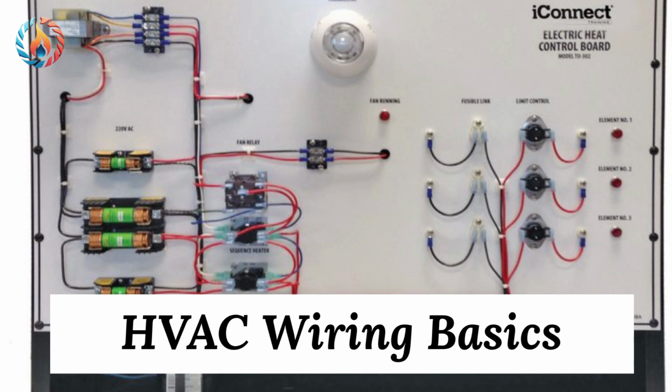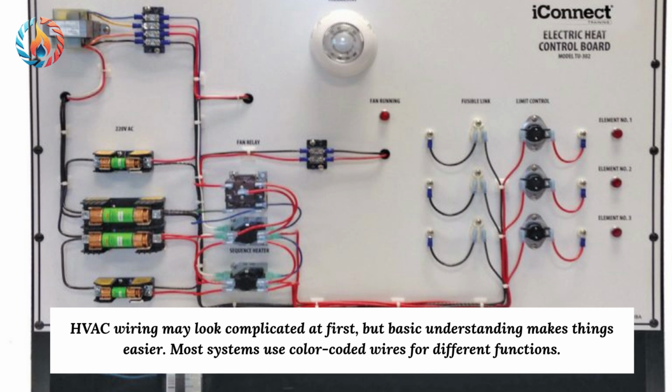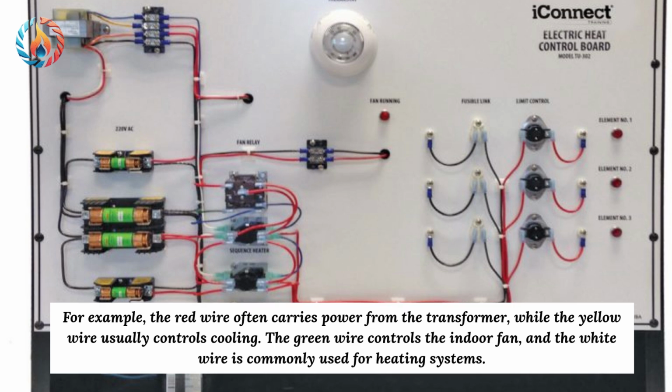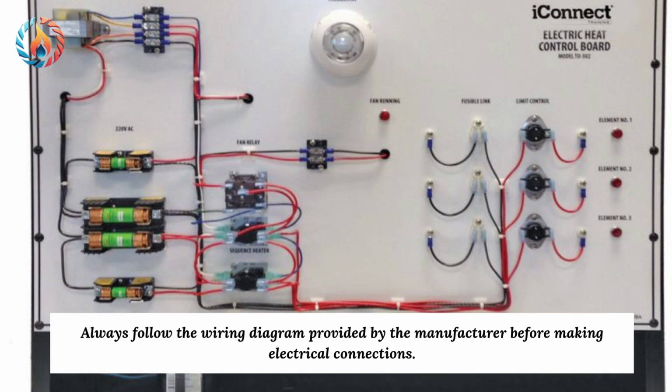HVAC wiring basics. HVAC wiring may look complicated at first, but basic understanding makes things easier. Most systems use color-coded wires for different functions. For example, the red wire often carries power from the transformer, while the yellow wire usually controls cooling. The green wire controls the indoor fan, and the white wire is commonly used for heating systems. Always follow the wiring diagram provided by the manufacturer before making electrical connections.